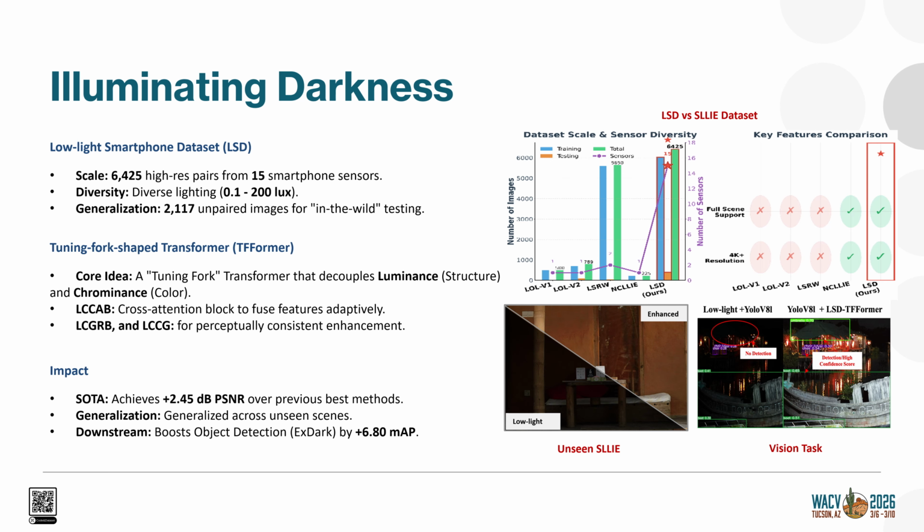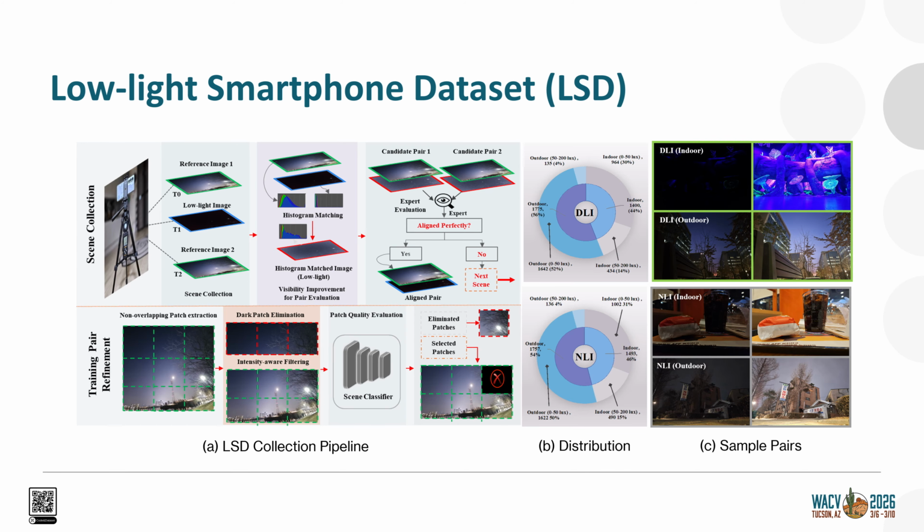The results are clear. We achieve a 2.45 decibel gain over state-of-the-art methods and crucially boosted downstream object detection by 6.8 mAP, where standard models failed. Our collection pipeline ensures high-quality alignment in three steps.